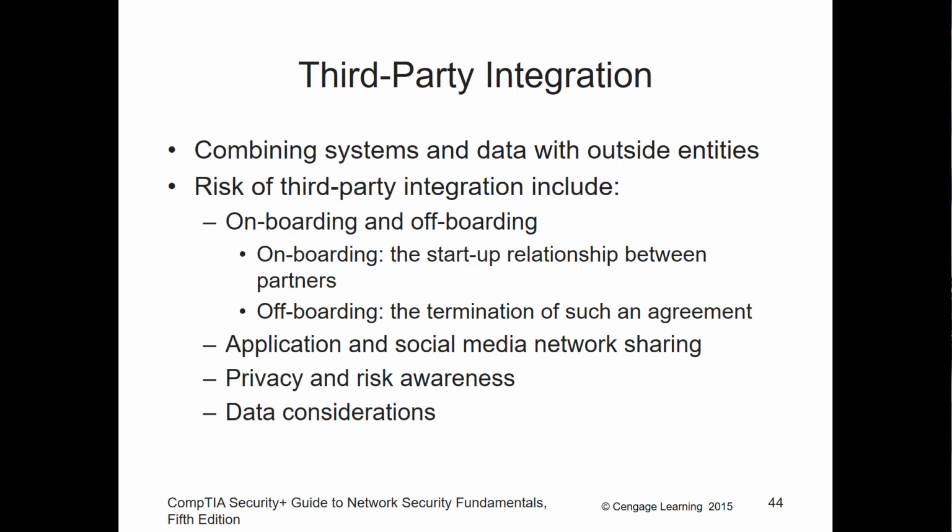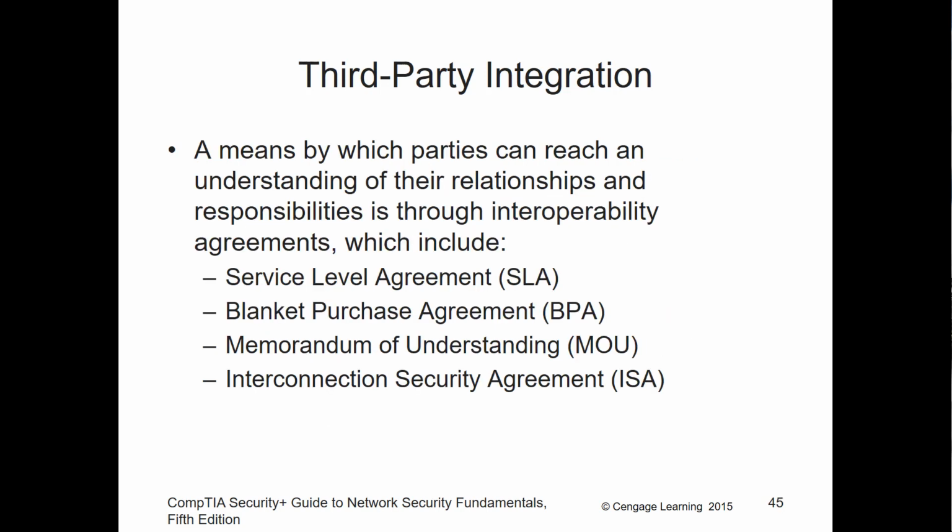Since we're talking third party, we also need to talk about things such as service level agreement, blanket purchase agreement, memorandum of understanding, and the interconnection security agreement. These are three major areas of protection. What level of service do we agree upon? What basic memorandum of understanding? What do we all understand this relationship is about? And then lastly, the interconnect security assessment. What are we going to be allowing? What base level of security is permitted?